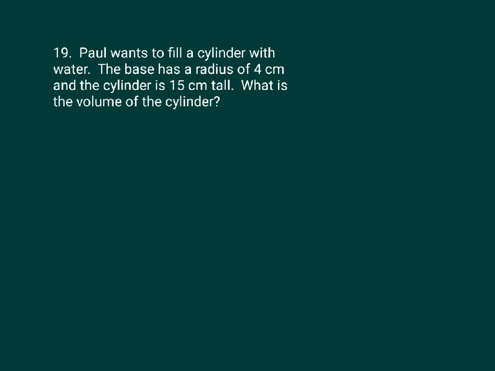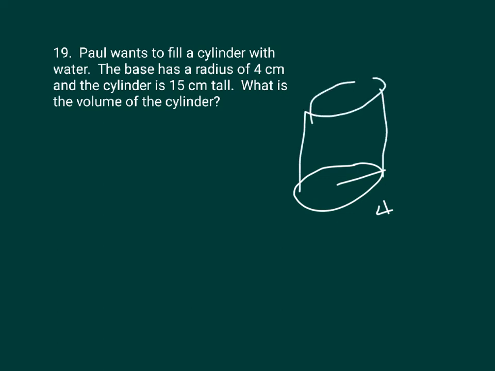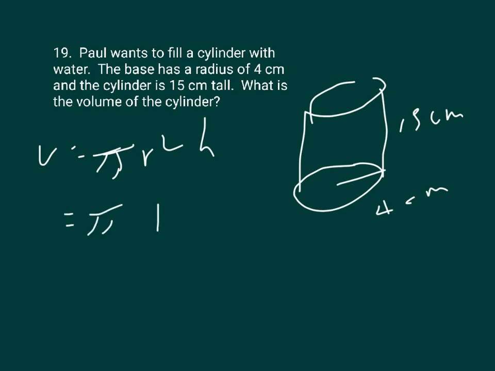Paul wants to fill a cylinder with water. The base has a radius of 4 centimeters, so you might want to draw a picture of it. 4. And the cylinder is 15 centimeters tall. So you've got 15. And what's the volume? We're going to use that volume equals pi r squared times height. So where we see r, we put a 4. Where we see h, put a 15.